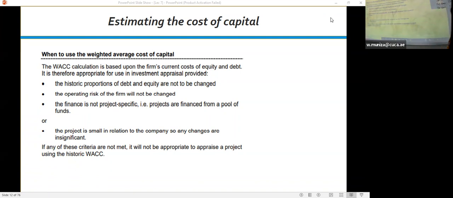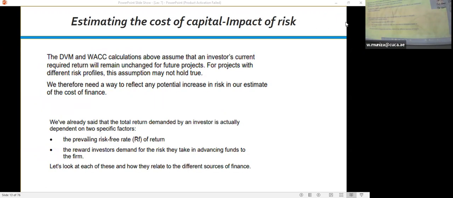So when the projects are not involving the higher amounts, in those projects we can take the WACC in order to discount our cash flows, since we are not going to get so many downfalls in the results. Then if any of these criteria is not met, it will not be appropriate to appraise the project using the historic WACC. So why would we not be able to use the weighted average cost of capital to discount the cash flows for any project under consideration when the risk attached to that particular project is not the same as that of the company?